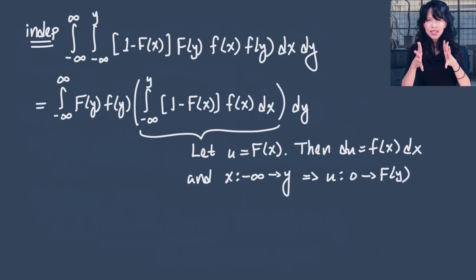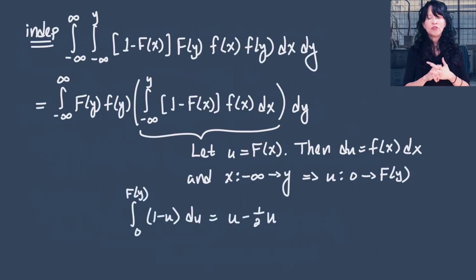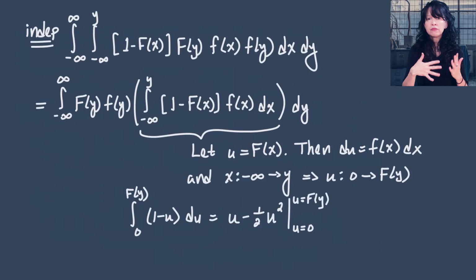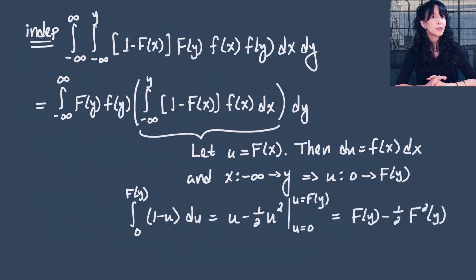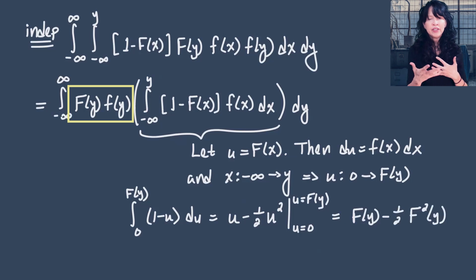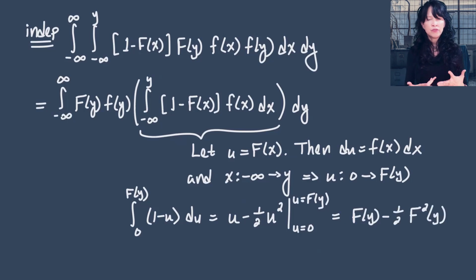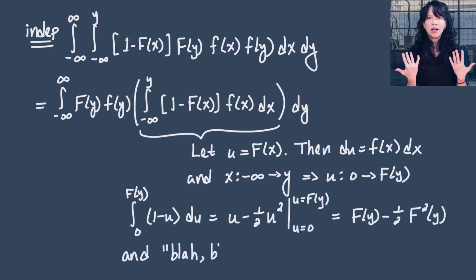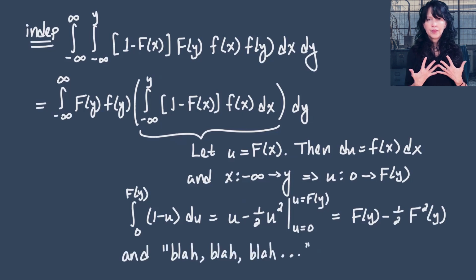So I get for this inner integral, the integral from 0 to capital F of y of 1 minus u du. And if you do that, plug stuff in, you get capital F of y minus 1/2 capital F squared of y. To finish this integral out, you need to replace this entire parenthetical integral with this quantity, and then multiply this CDF and PDF across, and you'll have an integral minus an integral, and each one of those will involve a similar u substitution. When you finish, you should end up with 5/24.